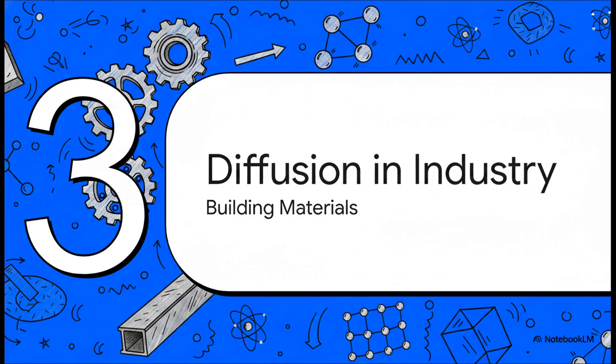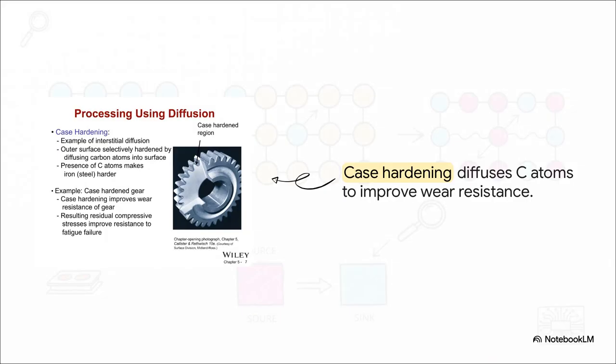Section 3. Diffusion in industry. Building better materials. Now, this is where theory meets reality. Think about this mechanical gear right here. In high-stress environments, gears need an incredibly hard exterior so they don't wear down, but they also need a tough, flexible interior so they don't just shatter under impact. So how do engineers pull that off? Through a process called case hardening.